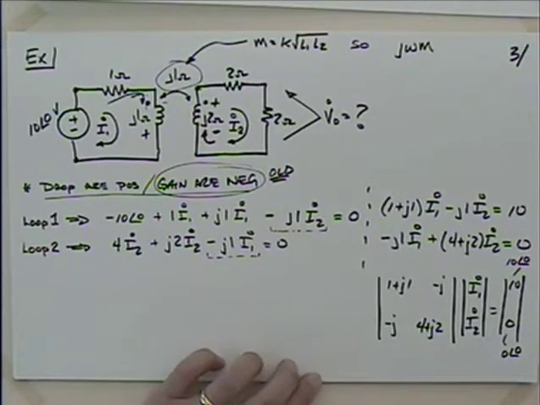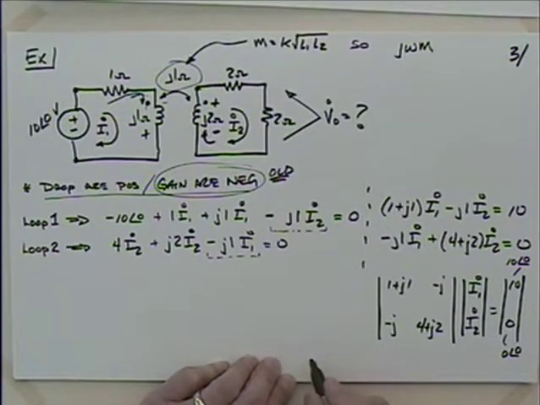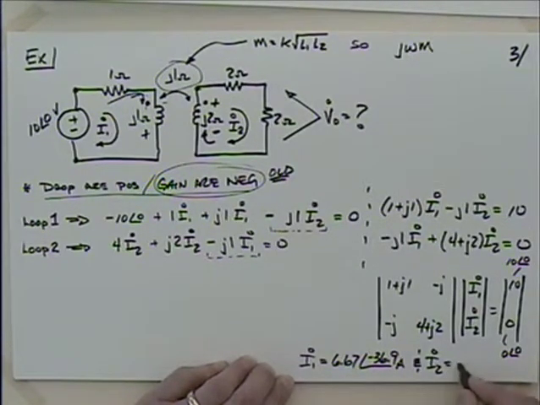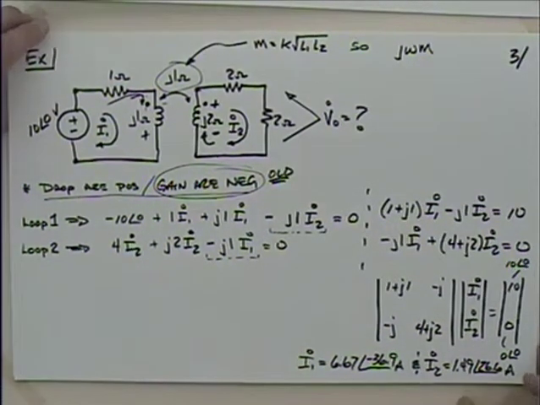So when you do that, you come up with I1 and I2. If you want to reproduce this at home, I1 is 6.67 at an angle of minus 36.9, and that's just amps. And then what I really want is I2, which is going to be 1.49 at an angle of 26.6 amps. Why am I so interested in I2?